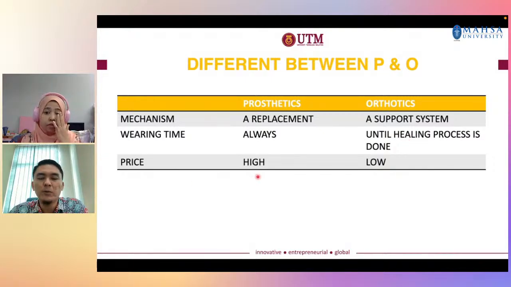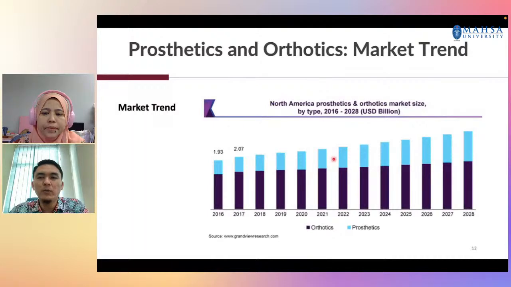So the price for the prosthetic is high because there are many components involved, but the orthotic is low price because there are only some elements involved in the design and so on. Okay, we go to market trend.